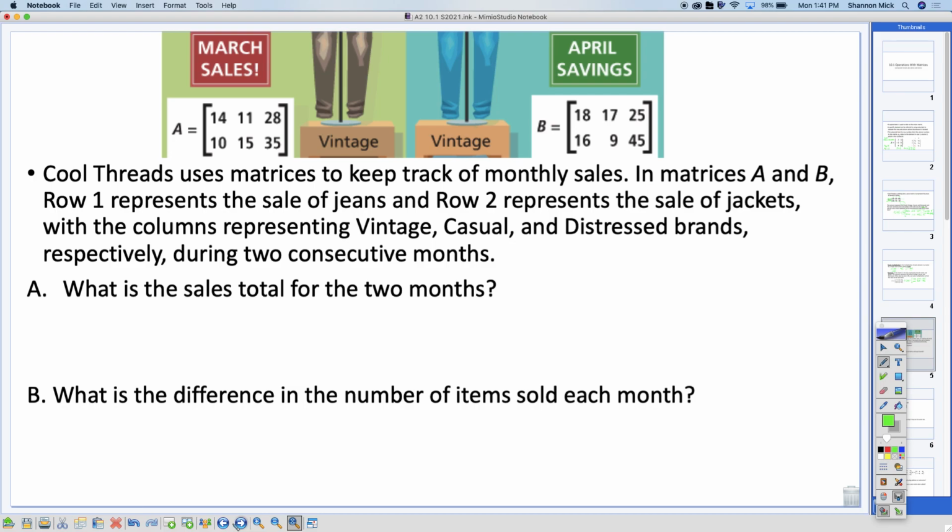How would we use this, or what would we do if you wanted the total sales for the 2 months? You would add them together. You would do matrix A plus matrix B. You would simply add the vintage jeans to the what? Vintage jeans. So do it. And you would add the casual jeans to the what? Casual jeans. Same positions, add them.